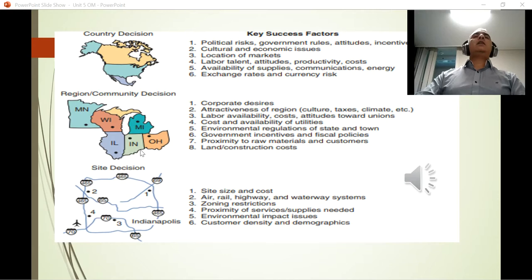So we have to think of all these decisions very carefully. And that's something you're going to do in your final project, where you have to think of a certain service or product that you're going to offer and where it would be most beneficial to set up that strategy, right?